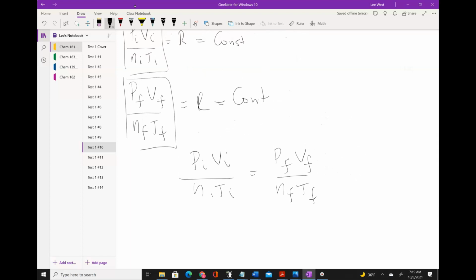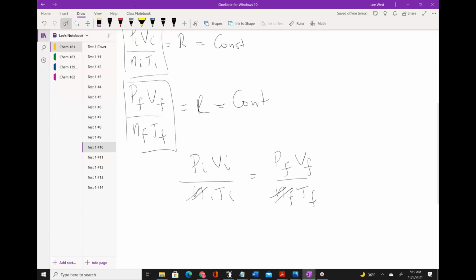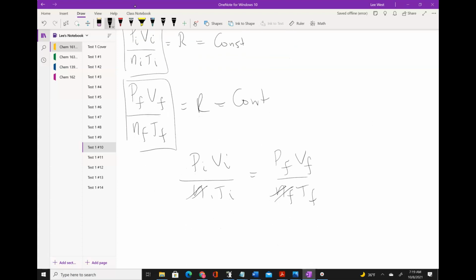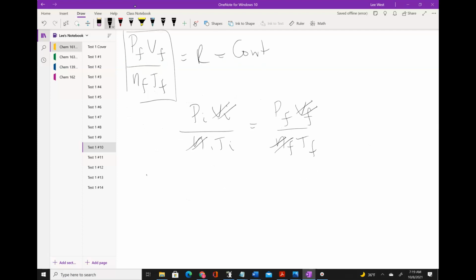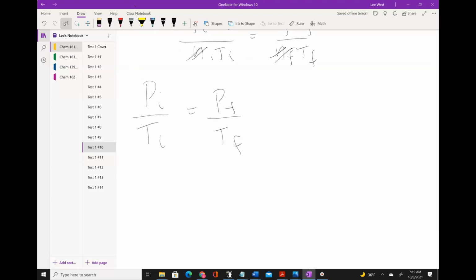It's a sample of gas trapped in a container, so we know that the initial number of moles is exactly the same as the final number of moles, so we can cancel those things out. We also want the final volume to be the same as the initial volume, so we can cancel those out, okay? So now we are left with this. Now what we want to do is calculate that final volume there, right? We want to calculate that final volume.